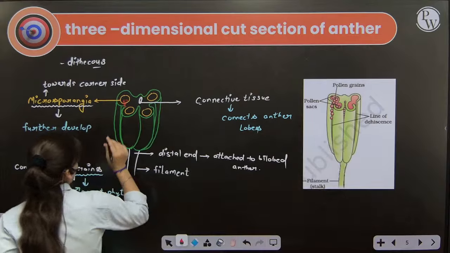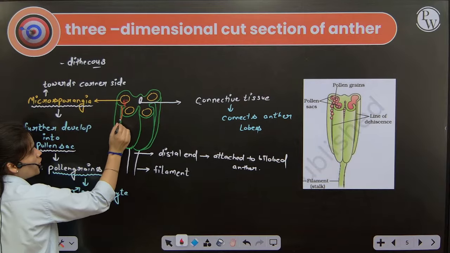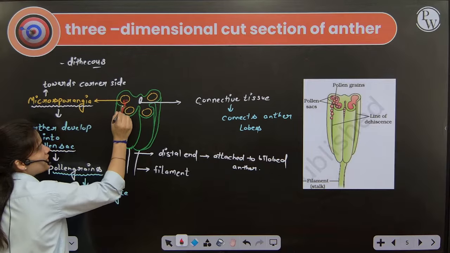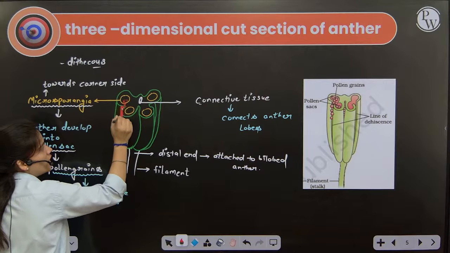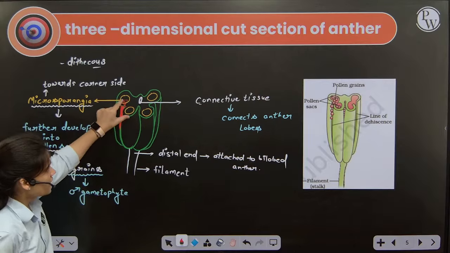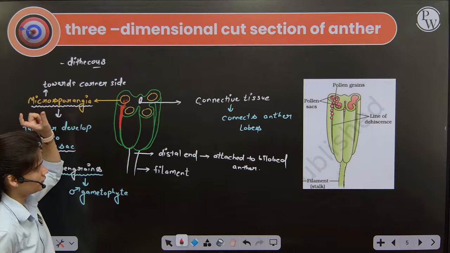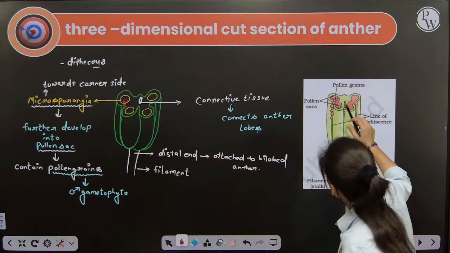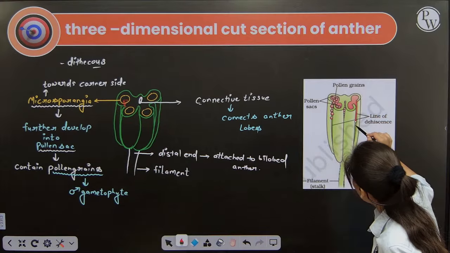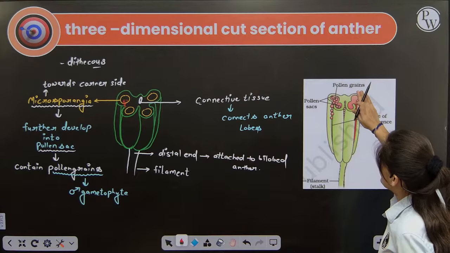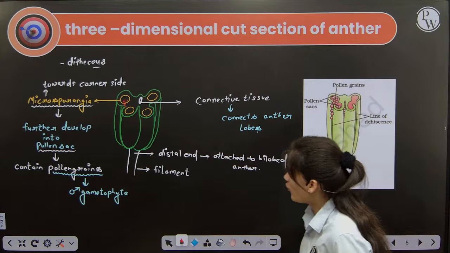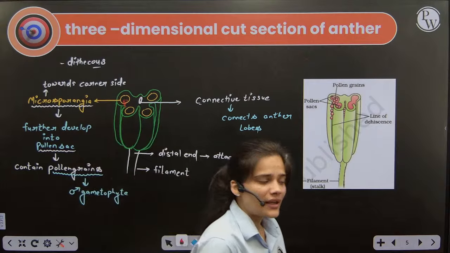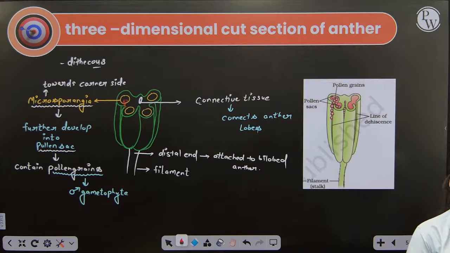There is a longitudinal groove that runs lengthwise along these theca, and that longitudinal groove separates these two theca. This longitudinal groove separates the two thecas, and these are lines of dehiscence from where the anther dehisces to release the male gametophyte, that is pollen grain.